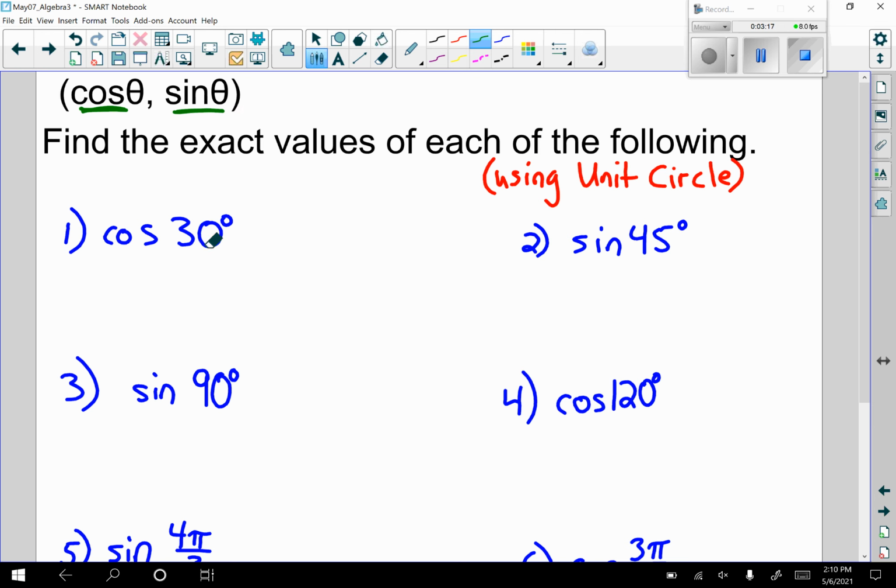What I need you to do is go to 30 degrees on the unit circle and look at the ordered pair. The ordered pair should be radical 3 over 2 and 1/2. Cosine is the first number, so our answer here is radical 3 over 2.